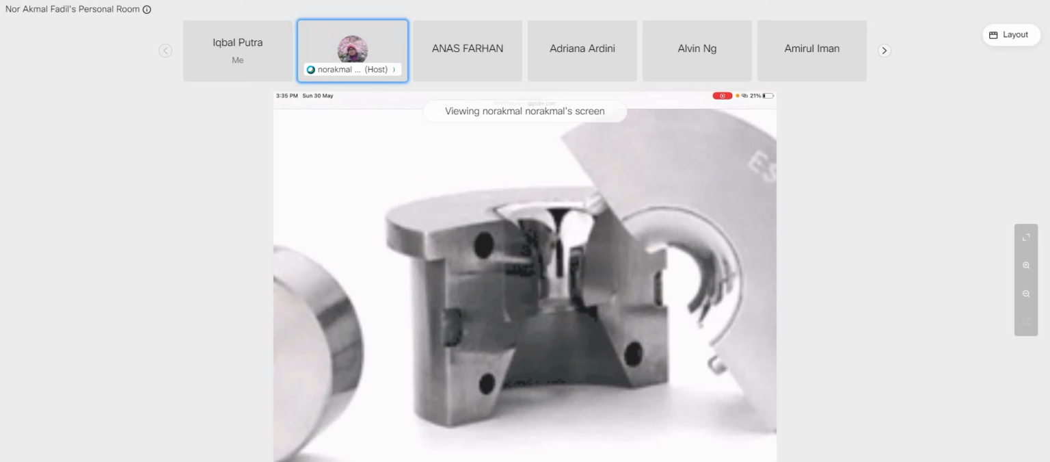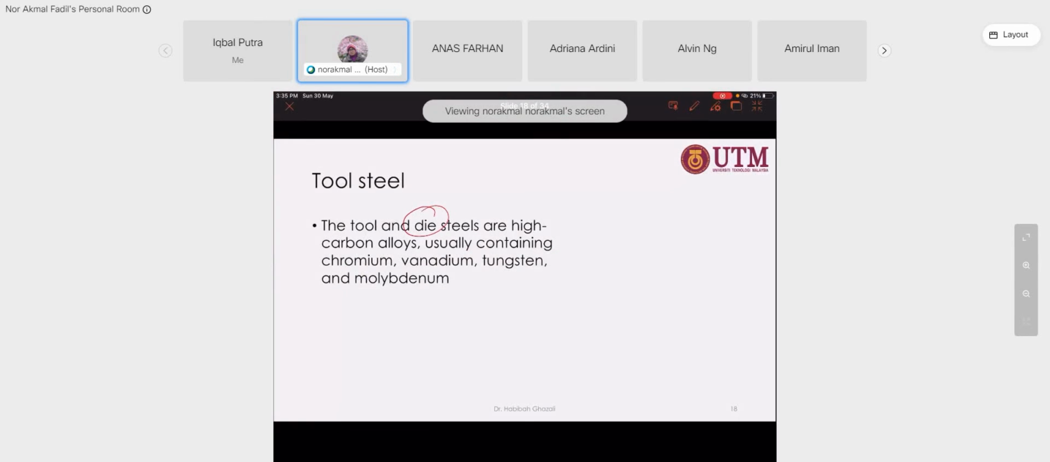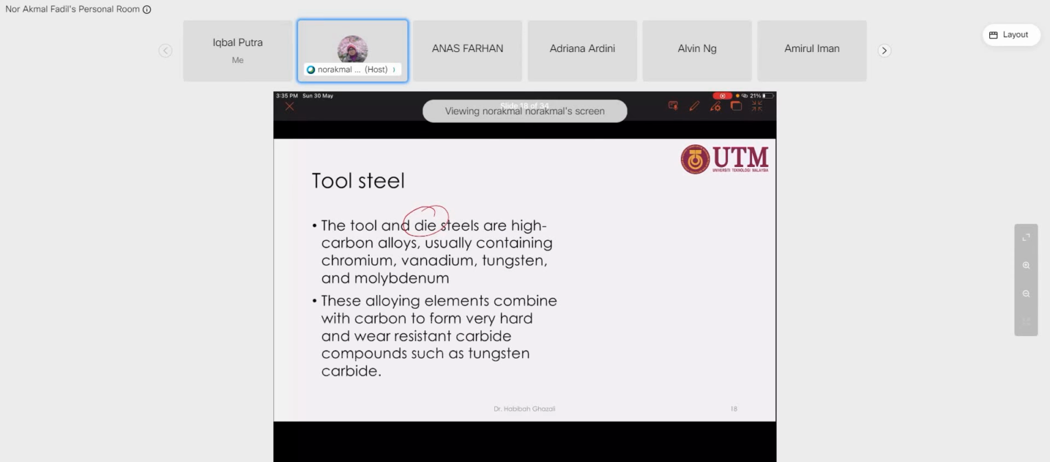You can see on the top of the cavities is a large diameter, and at the bottom is a small diameter. So when you draw the wire, or pull the wire, after passing through this die, the wire will become smaller. So the material to use for the dies must be tool steel. Tool and die steels are high carbon alloys, usually containing chromium, vanadium, tungsten, and molybdenum. Not just high carbon content, but containing other alloying elements. These alloying elements combine with carbon to form very hard and wear resistant carbides.